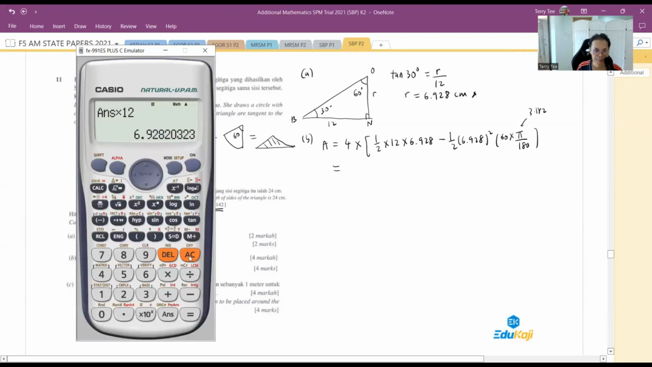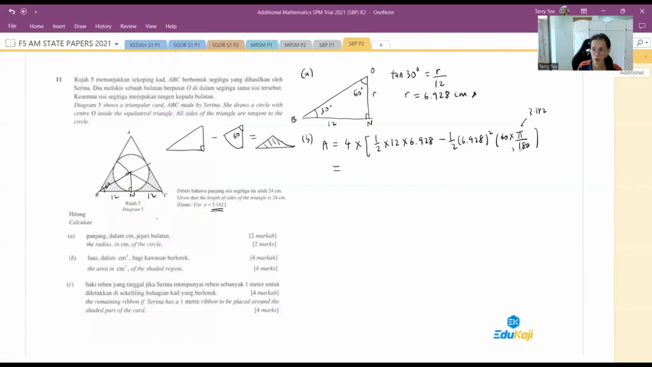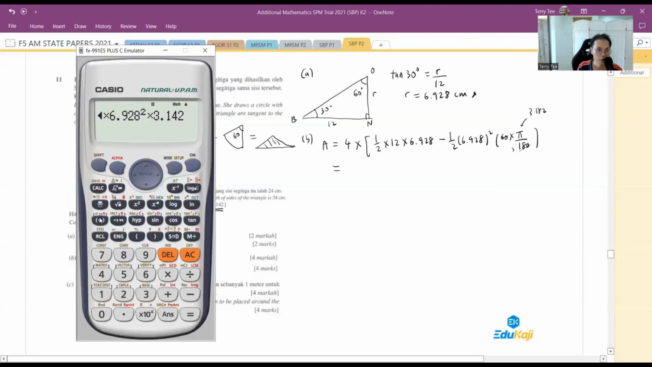Okay, so let me show you here. We take 4 times, open bracket, half times the base 12 times the height, your radius 6.928. Then you minus half times 6.928 squared times theta, which is 60 divided by 180. We can cancel and write this as 1 over 3, pi over 3. So your pi is 3.142 over 3. Remember the closing bracket. There you go, 65.73.